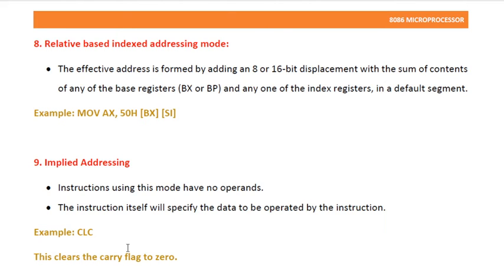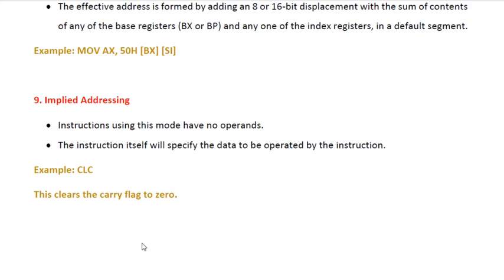Now the next addressing mode that we have is called implied addressing mode. Implied addressing mode basically refers to a situation where the instruction has no operand specified in it. Instructions using this mode have no operand specified. The instruction itself specifies the data to be operated on. For example, CLC. This instruction is capable of clearing the content of the carry flag, right? So implied addressing mode basically refers to a situation where you do not specify any operand with the instruction.